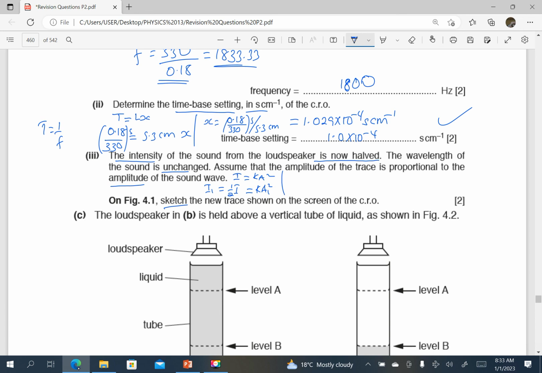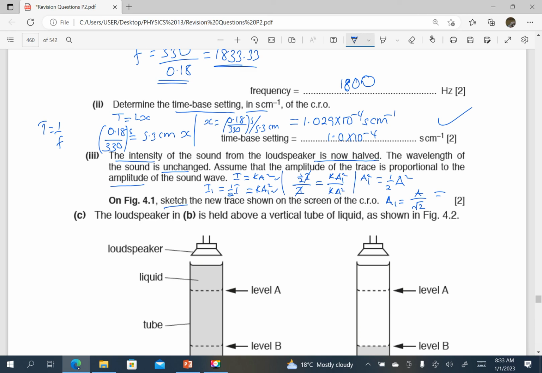So I have two equations to divide. I will divide the second equation by the first equation. So I have a half I divided by I is equal to K A1 squared divided by K, the first amplitude squared. So I has cancelled and K has cancelled. So as a mathematician, you notice that A1 squared is equal to a half times A squared, which means A1, when I get the square root, is going to be A divided by the square root of 2.